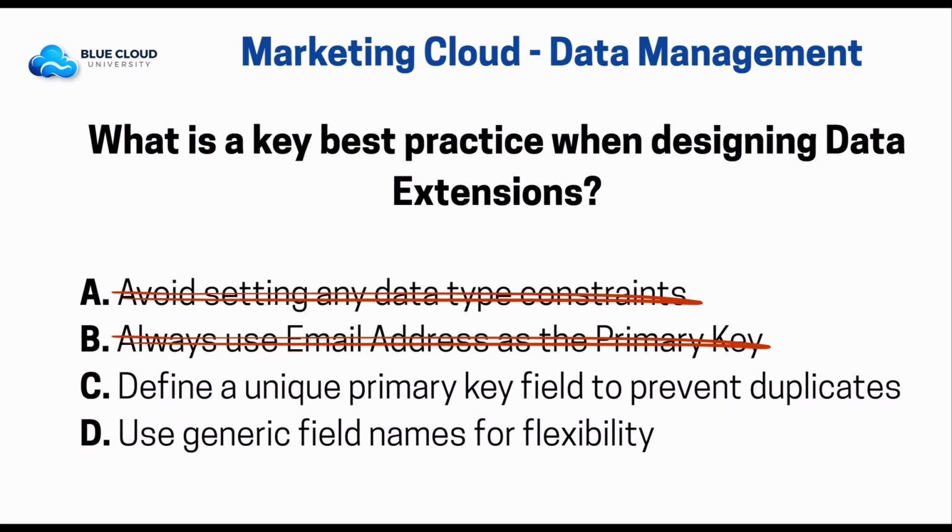Answer C is saying define a unique primary key field to prevent duplicates. Well, I think that sounds like a really good best practice. Let's take a look at D just to make sure we don't have anything even better. And it says use generic field names for flexibility. Well, not so much. We want to have, of course, field names that are descriptive of the content that's in that field. So first name should say first name or something like that. So I'm not sure what we mean here by generic, but I'm going to argue that's not what we want to do here either. So that brings us back to C as being our primary answer for this primary key field question.